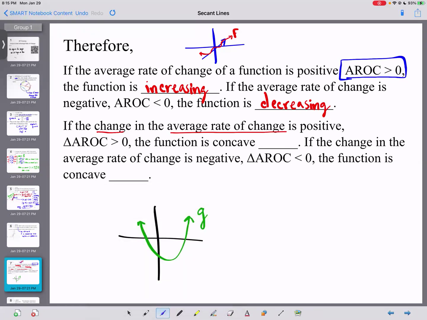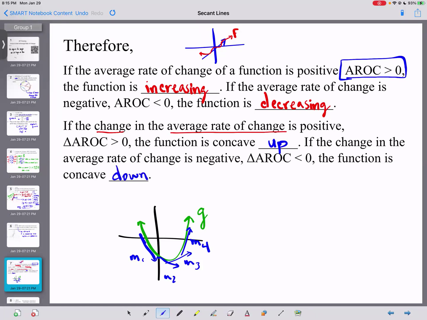What you could notice if you did a bunch of secant lines or tangent lines, here is what I'm kind of drawing. If I did a bunch of tangent lines, you'd notice that each one has a slope that's increasing from the previous. If the change in your average rate of change, so if this is like M1, this is M2, this is M3, this is M4, if those are increasing as you go around, then the function is concave up. Therefore, if the change in the average rate of change is negative, meaning A rock is less than 0, the function is then concave down.